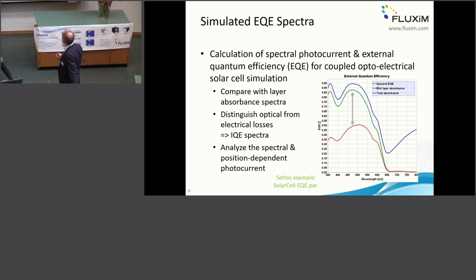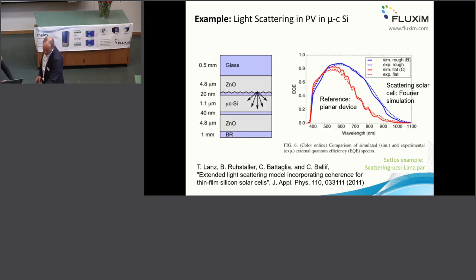And for this particular organic solar cell, you see that optically, you would expect this green photocurrent spectrum as a maximum photocurrent or EQE maximum. But in reality, or in this simulation, due to the electrical losses, there is a gap between optical and electrical simulation here due to internal losses. And now we continue with optics.